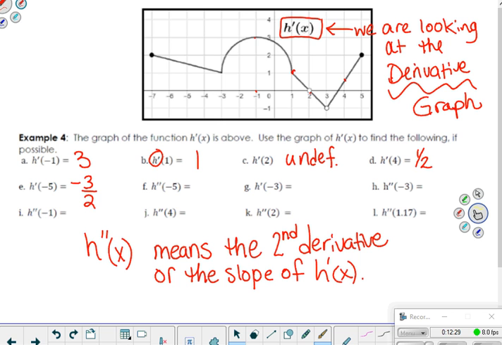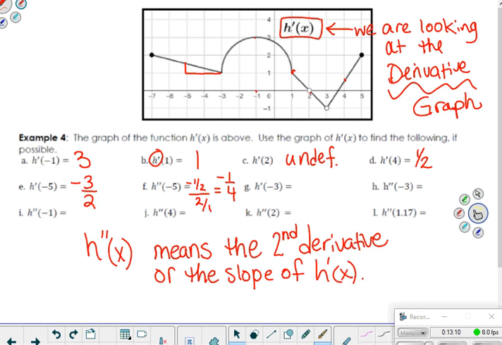Okay? Because if I look at the slope of H prime of x, how is H prime changing? What's the rate of change of H prime? That gives me H double prime. So I want to look at how fast H prime is changing. So now I am reading the slope of -5. It looks like it goes down a half and over 2. Down a half over 2. Down would be negative. And then I multiply by the reciprocal. Looks like this is a 1/4 slope that is negative.